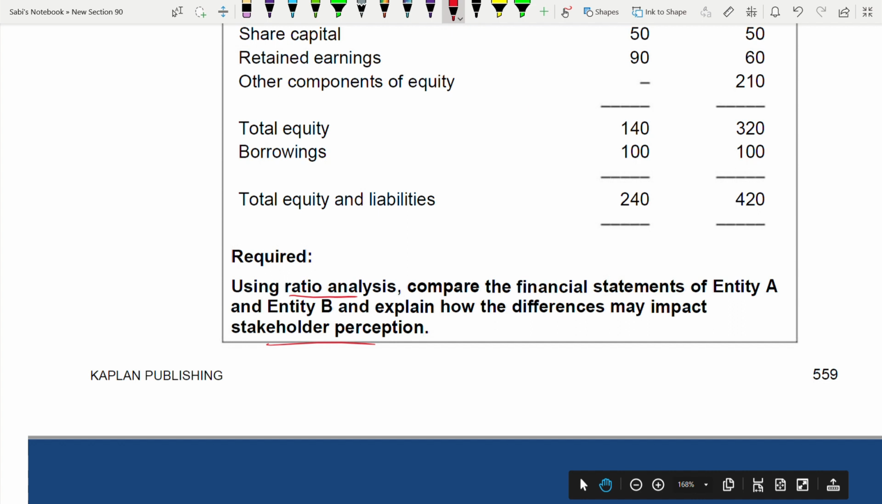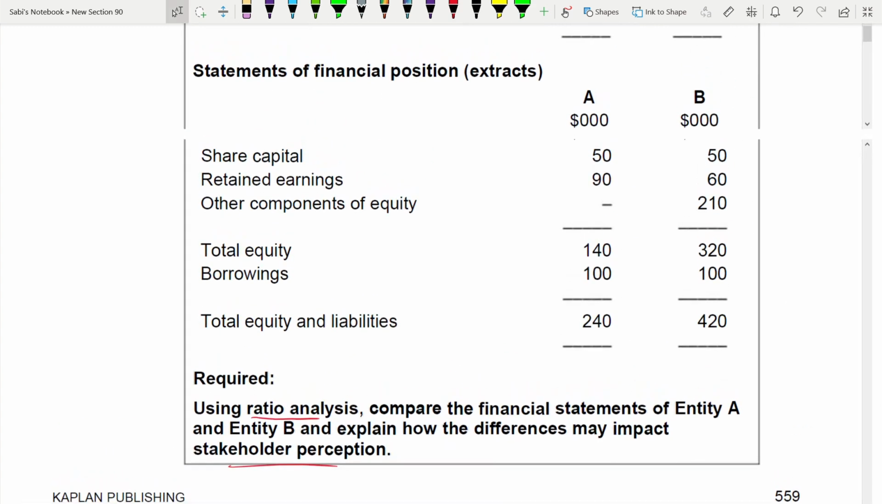Okay, you need to calculate ratios first. Ratio analysis means ratios need to be calculated first, and only then can you analyze. Without calculating, you cannot. So let's do that. Okay, what are the ratios you can calculate? Tell me. One ratio is the gearing ratio for sure, because you are given the borrowings, and equity is given.